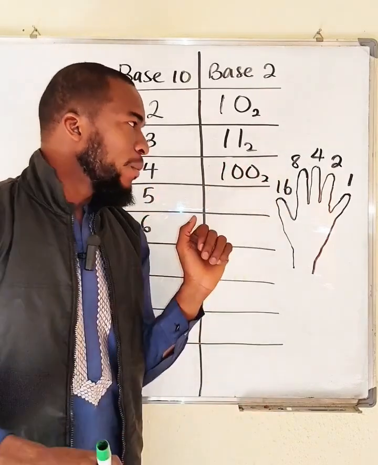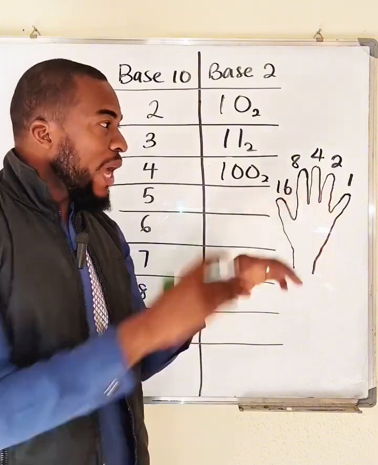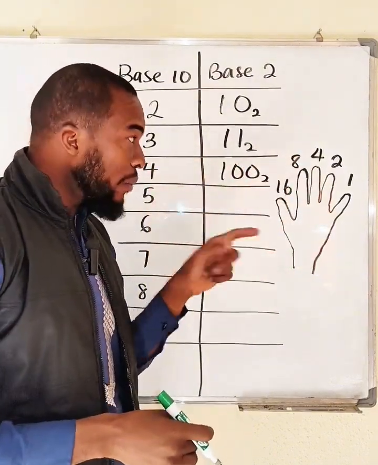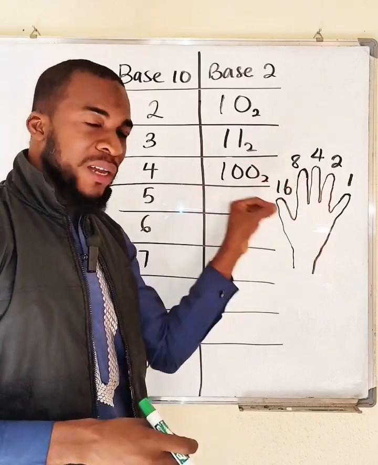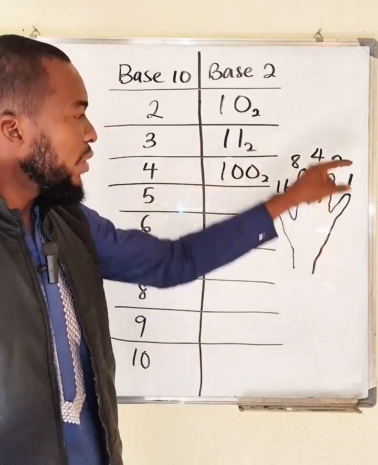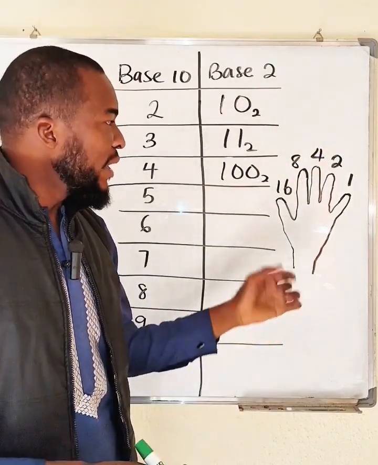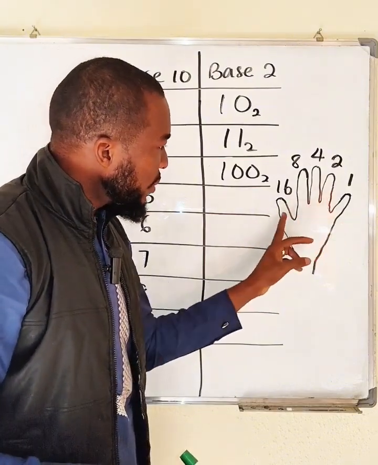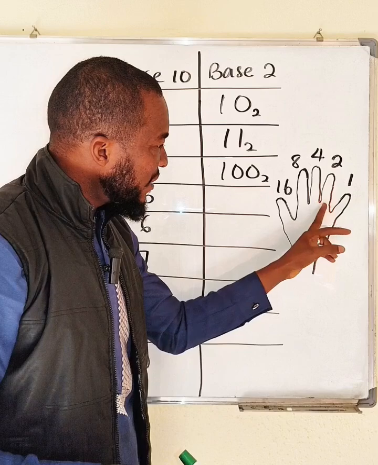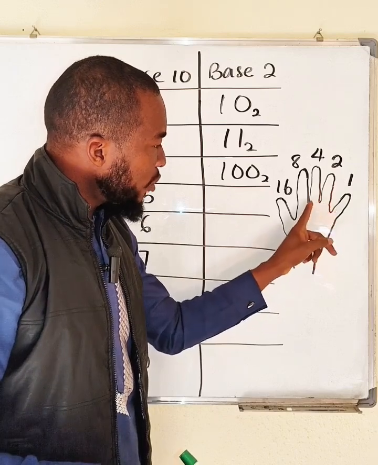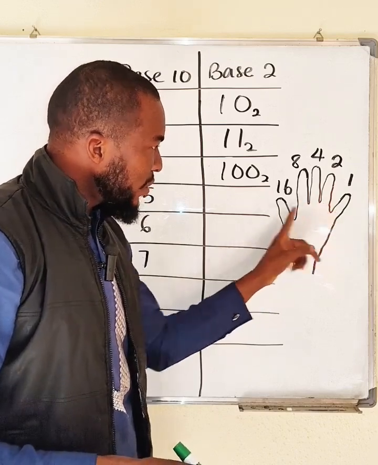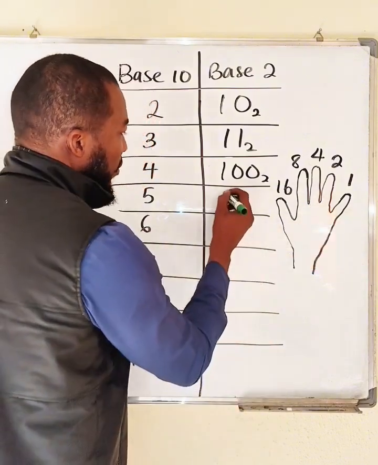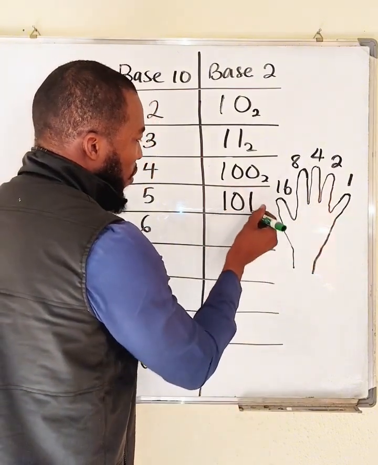What about 5? We don't have 5. So if you don't have a number, find a combination that will give you that number. But if the number is present, you have to use that number. So 5 is not here, but 4 and 1 will give us 5. So this and this will be folded. So it will be 0, 0, 1, 0, 1. But I'm not going to consider the first 2 zeros. I'm going to start here. 1, 0, 1 in base 2.